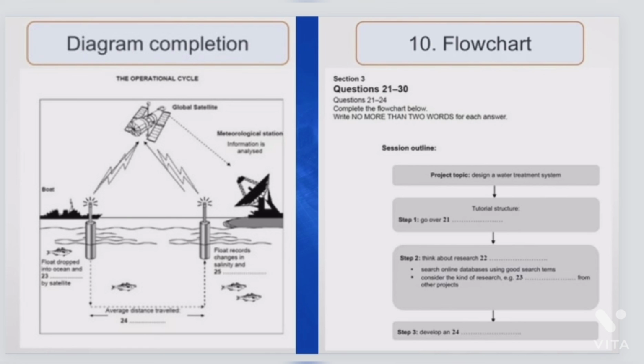Diagram and flow chart completion. Here is an example of a typical diagram question. The recording for this question is a seminar given by climate scientists on ocean research. There are 3 pieces of missing information to be filled in on the diagram.